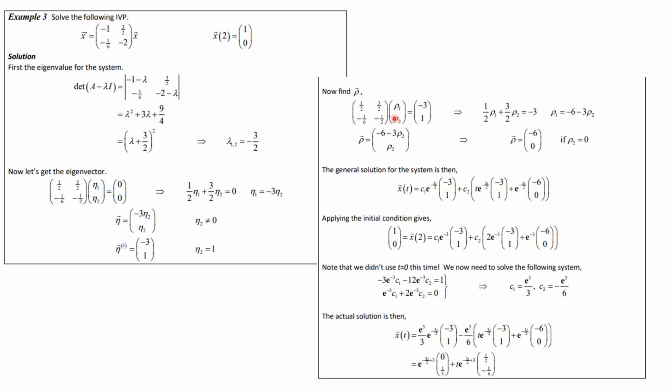Now what we're going to do is we take this A minus lambda I, and this is our rho vector, and we set that equal to our eigenvector, and we solve this. And this time we're taking rho 2 to be 0 because that's the way I simplified it. So what we get is this is going to be minus 6 comma 0. So the general solution for the system is this.